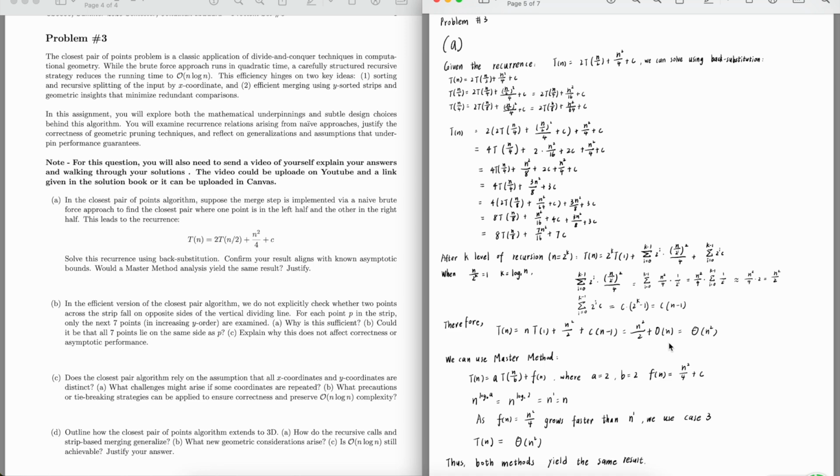So when we use the master method to verify this, we have T(n) = aT(n/b) + f(n), where a is 2, b is 2, and f(n) equals n²/4 + c. As f(n) = n²/4 grows faster than n to the 1, we use case 3, and we can get T(n) = Θ(n²). Therefore, both methods yield the same result.